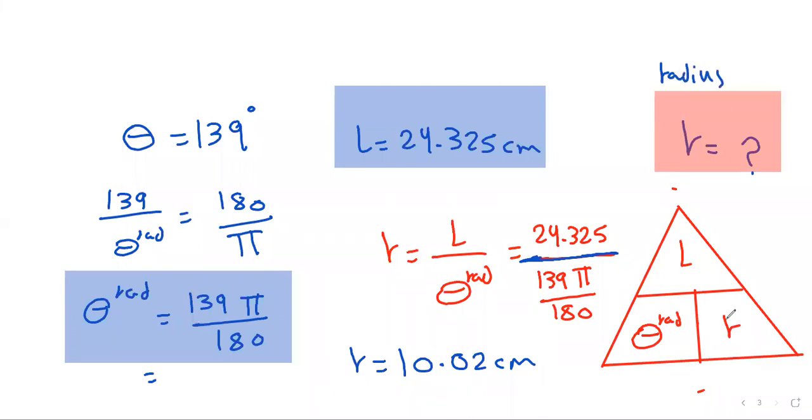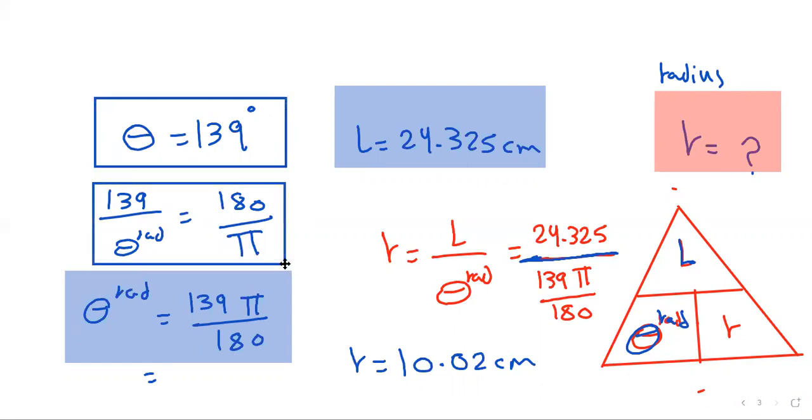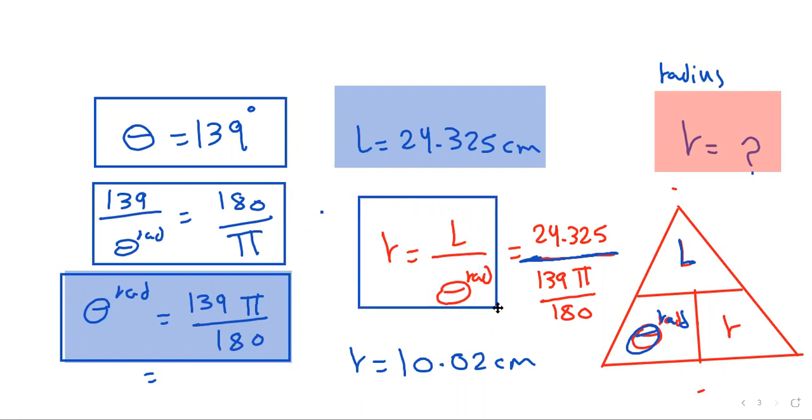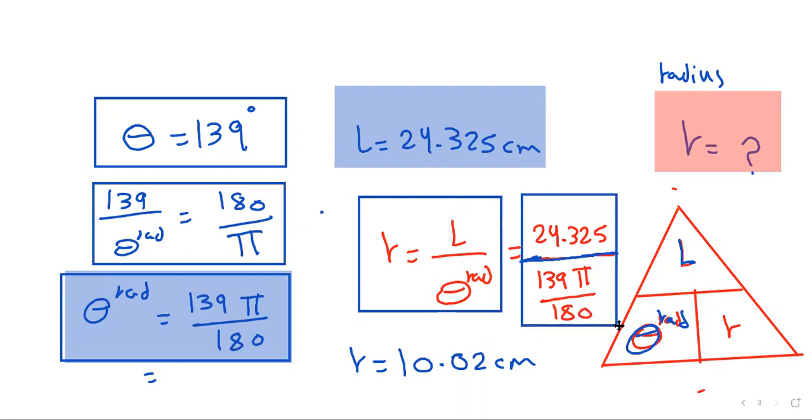So all of us know that radius equals L divided by theta radian. However, I have theta, but this theta is in degrees, not in radians. So I want to convert from degrees to radians. So 139 over theta radian equals 180 over pi. Cross multiplying, you will end up with theta radian equals 139 pi over 180. Now to find R, it's L over theta radian. So write it on the calculator, and the calculator will do it. R equals 10.02. Take a screenshot.